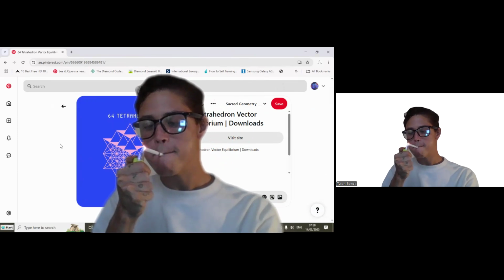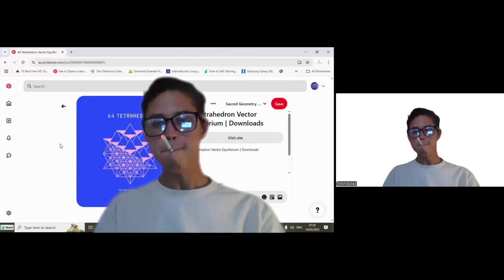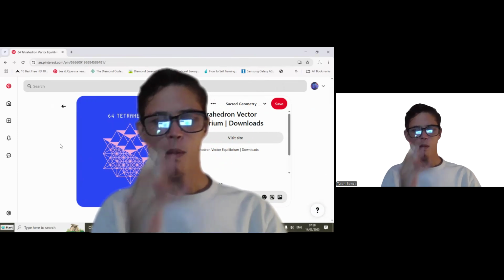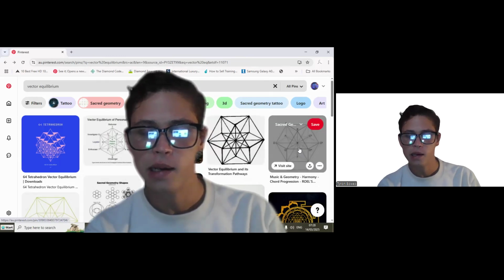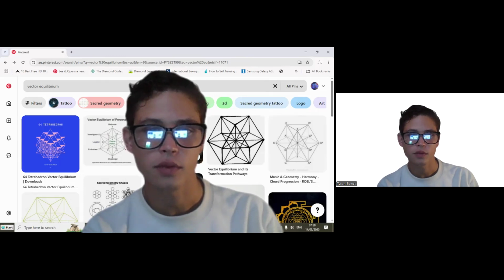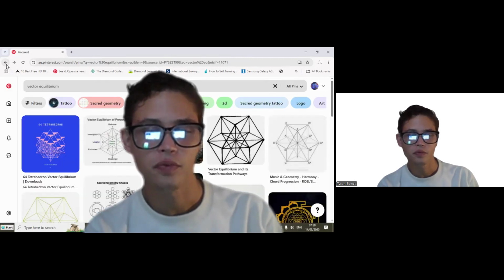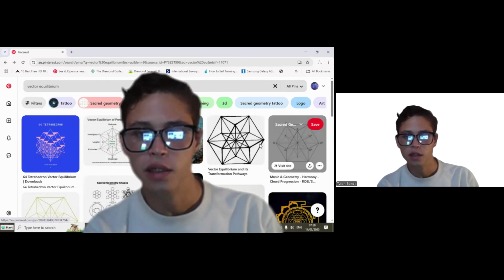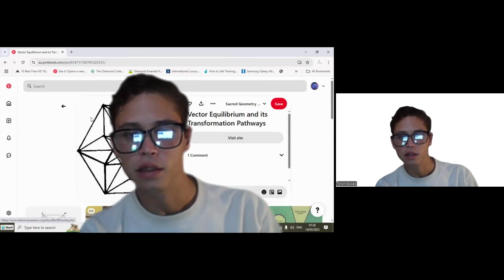Absolutely. The vector equilibrium, or VE, was a favorite shape of the visionary Buckminster Fuller. He believed it was the fundamental structure of the universe, a perfect balance of forces and vectors. And yes, you're right. If we were to imagine the vector equilibrium floating within Metatron's cube, it would be at the center of the star tetrahedron. The VE is formed by taking two opposing counter-rotating tetrahedrons and interlocking them.